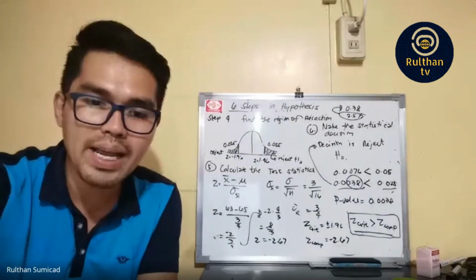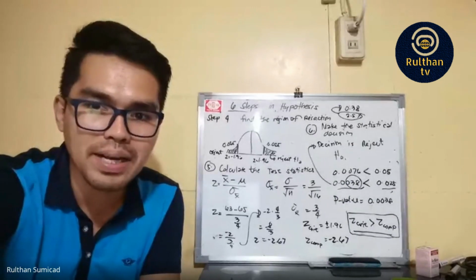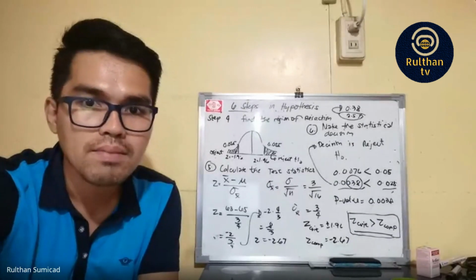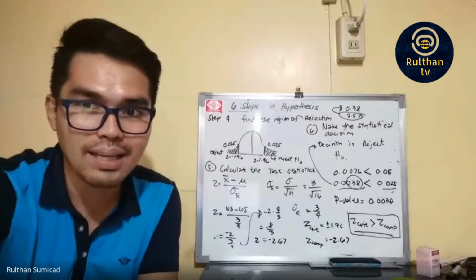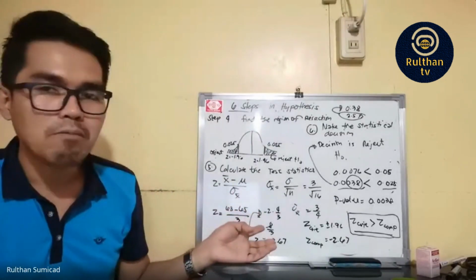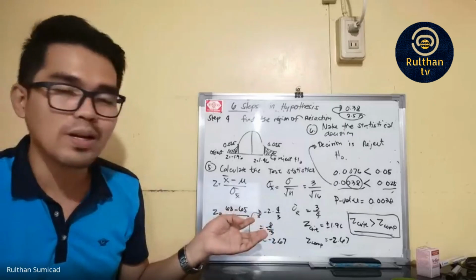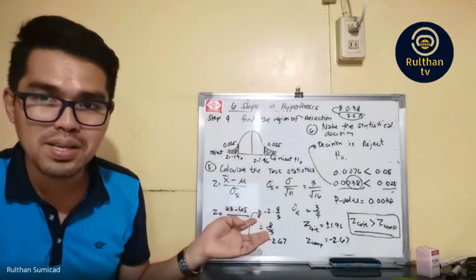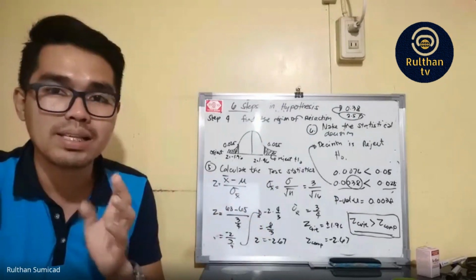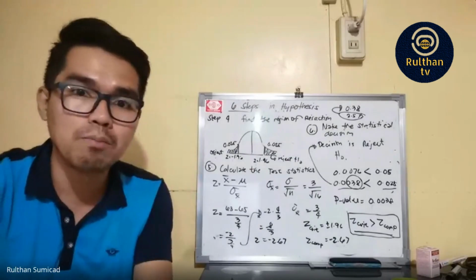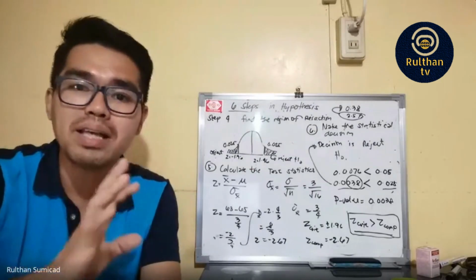And then step 3, if you can recall, is select the sample and collect the data. Remember last time, in Dr. Tonin's case, we selected 16 samples, and then we collected the height of all the 16 samples, and then we computed our mean. That was step 3.